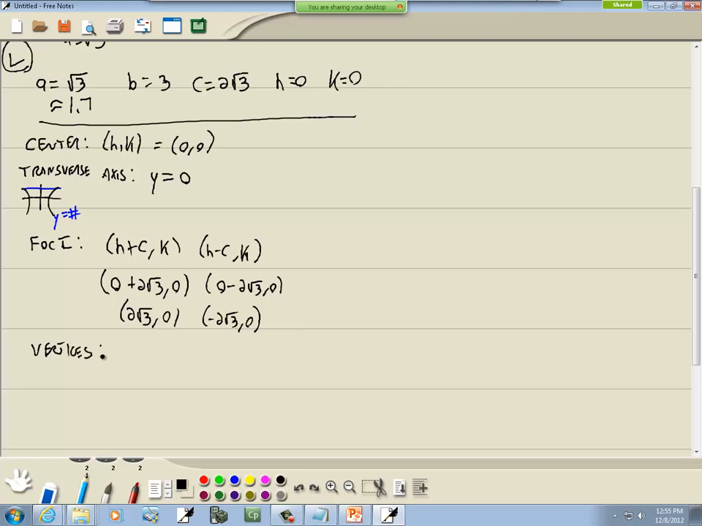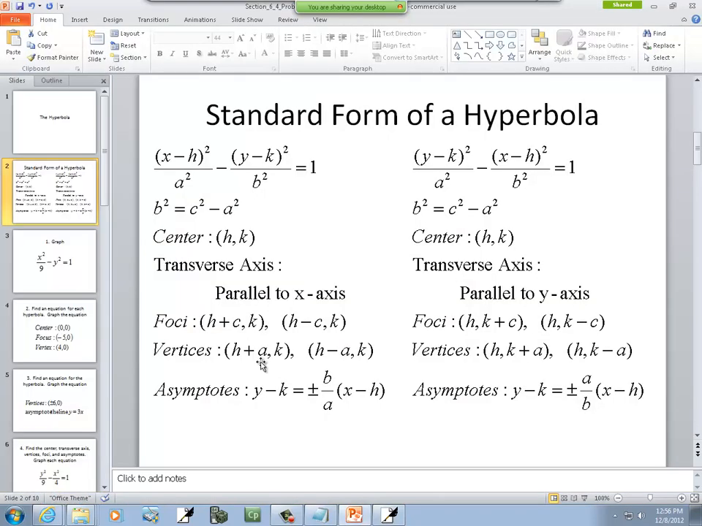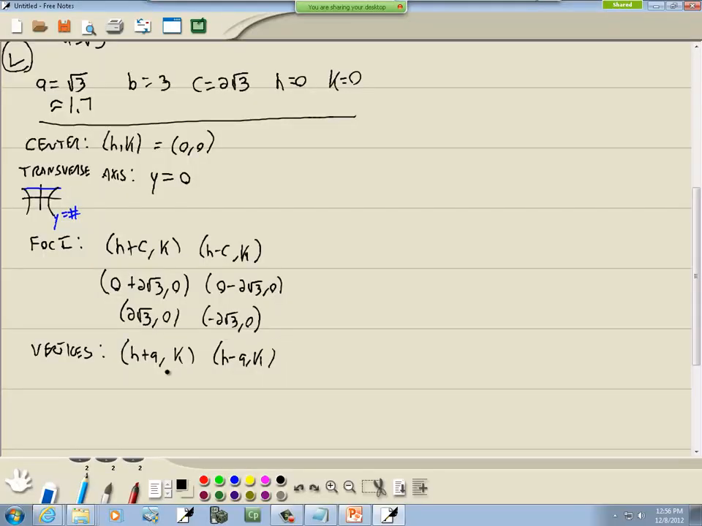Our vertices. We're going to have H plus A, K, and H minus A, K. That's our formulas right here. So we're going to have 0 plus, what's A? Square root of 3, 0. And 0 minus square root of 3, 0. So we're going to have square root of 3, 0. We'll have negative square root of 3, 0. For graphing purposes, that's almost useless. So I'm going to use 1.70 and negative 1.70.